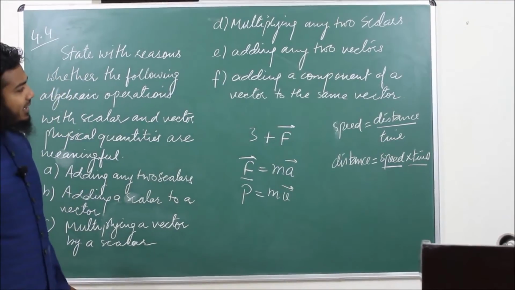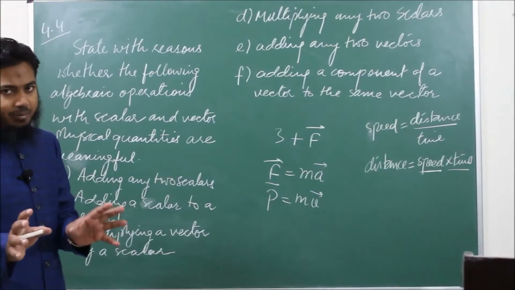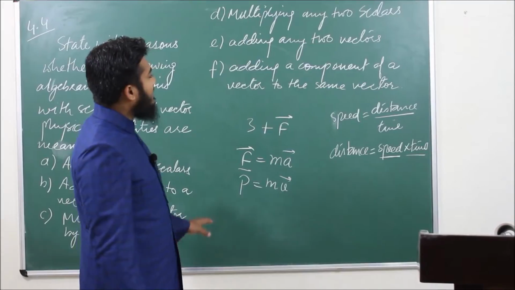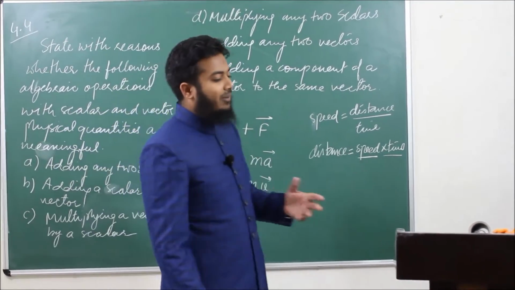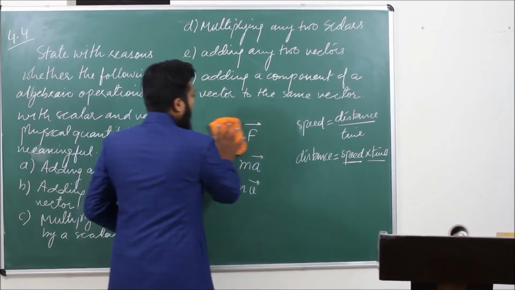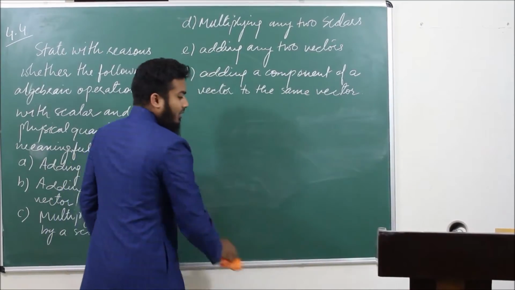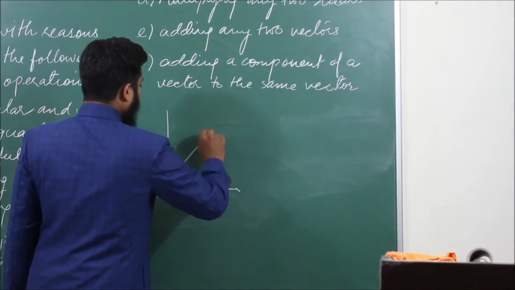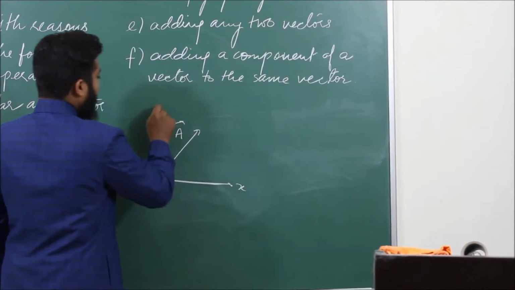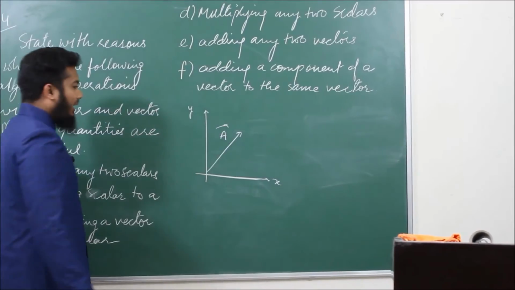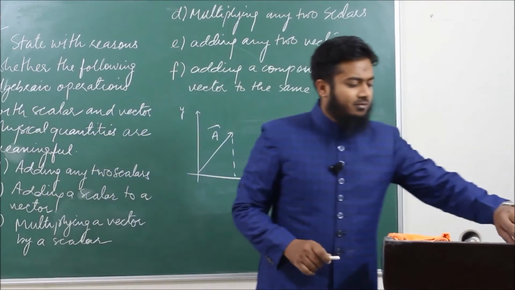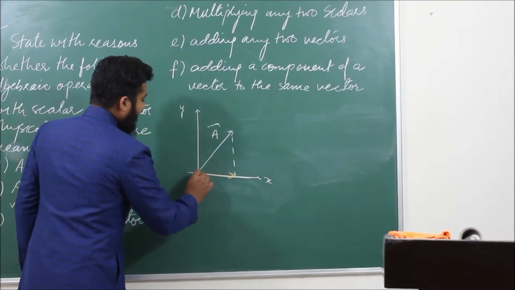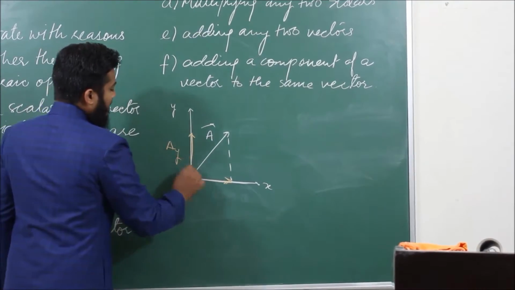Next part is adding any two vectors. So this is very obvious that it is meaningful. We have seen much about it, addition of vectors. And the last part is adding a component of a vector to the same vector. Now we will be looking at it. Say we studied about the components of a vector. Say we have this vector in the xy plane, this is the x-axis and this is the y-axis, and this is the x component of the vector A, and this is the y component of the same vector.